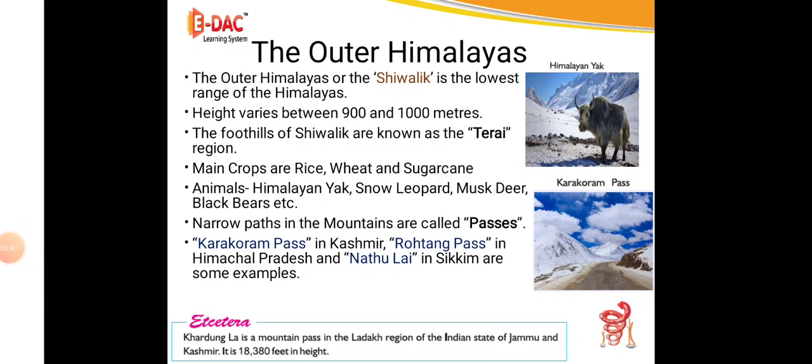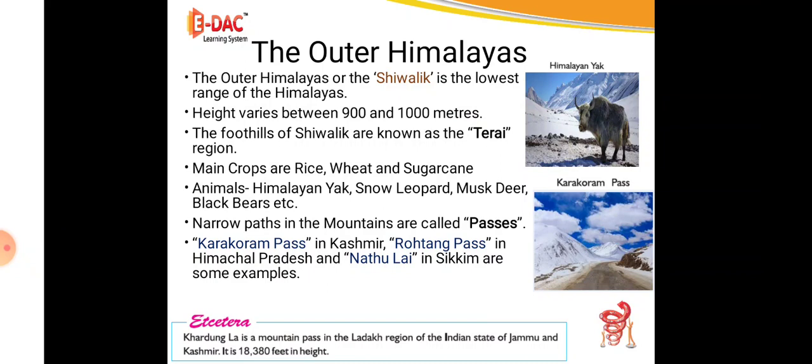The Outer Himalayas, or the Shivalik, is the lowest range of the Himalayas. Height varies between 900 and 1000 meters. The foothills of Shivalik are known as the Tarai region. Main crops are rice, wheat, and sugarcane. Animals like the Himalayan yak, snow leopard, musk deer, and black bears are found in this region.